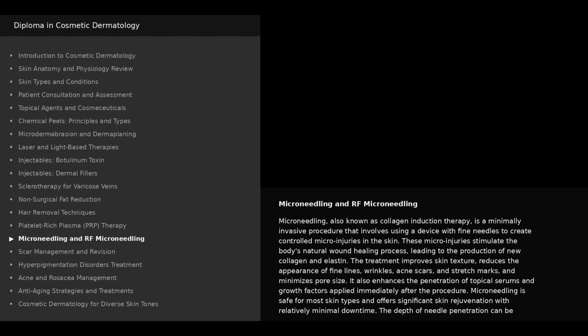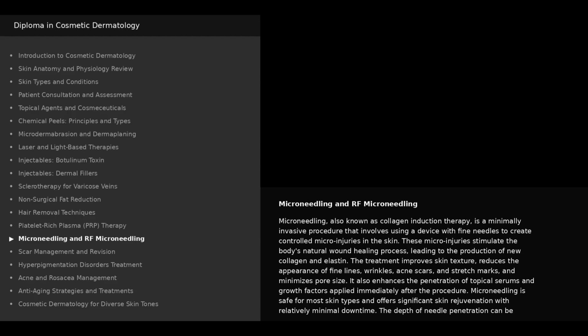Microneedling and RF microneedling. Microneedling, also known as collagen induction therapy, is a minimally invasive procedure that involves using a device with fine needles to create controlled microinjuries in the skin. These microinjuries stimulate the body's natural wound healing process, leading to the production of new collagen and elastin. The treatment improves skin texture, reduces the appearance of fine lines, wrinkles, acne scars, and stretch marks, and minimizes pore size. It also enhances the penetration of topical serums and growth factors applied immediately after the procedure.